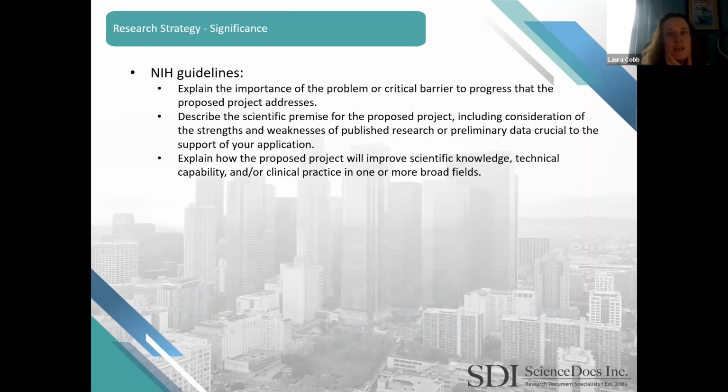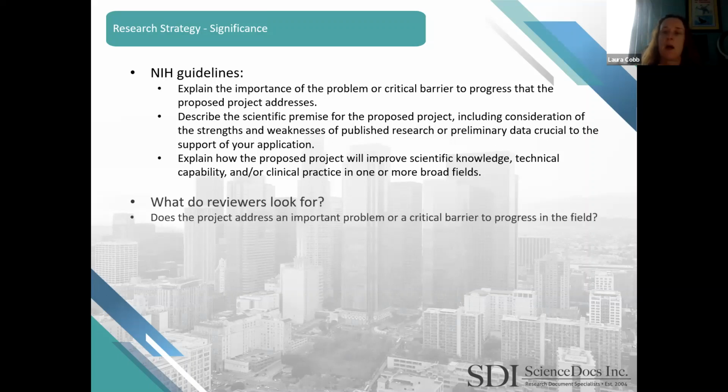But what you really need to understand is what the reviewers are looking for when they're reviewing your proposal. And we'll talk about the review process in a lot more detail next week, just to give you a heads up on that one. To understand this, you really need to know the review criteria the reviewers use when they're scoring your proposal. So they grade this significance section on these specific items.